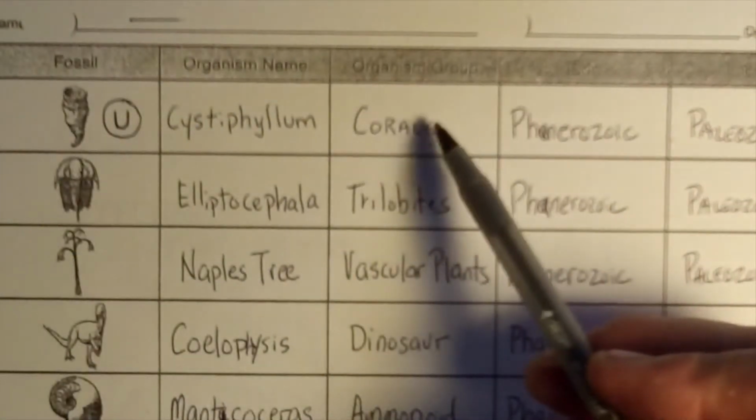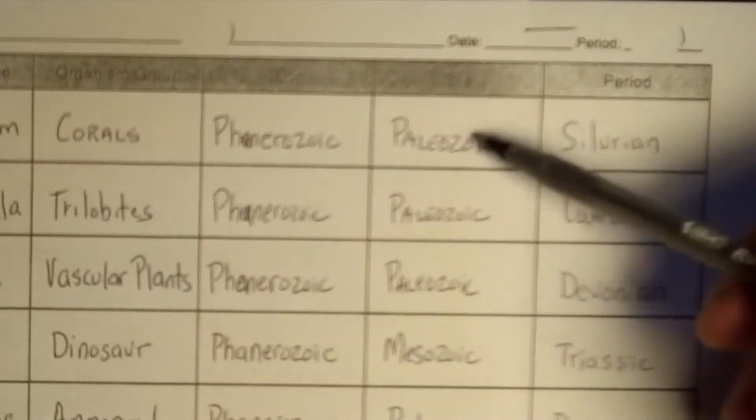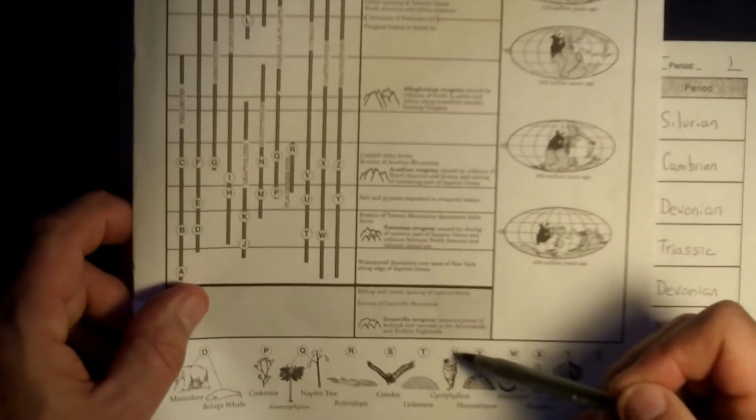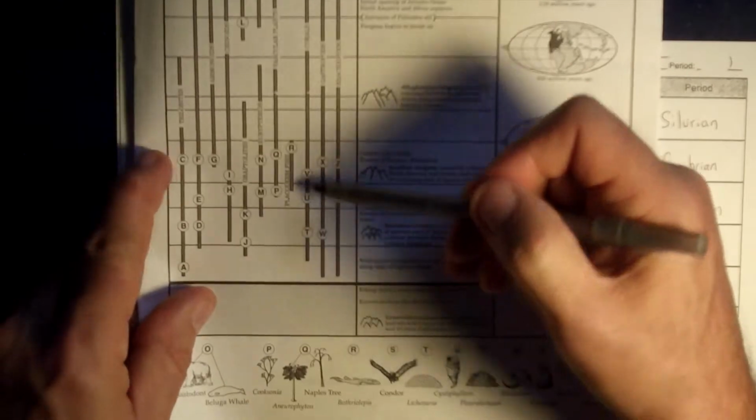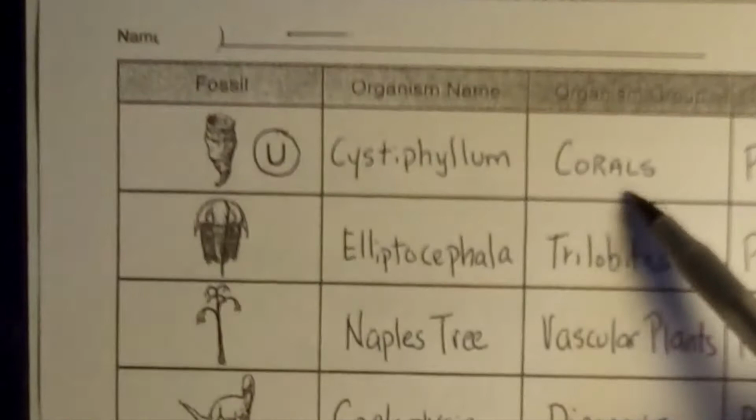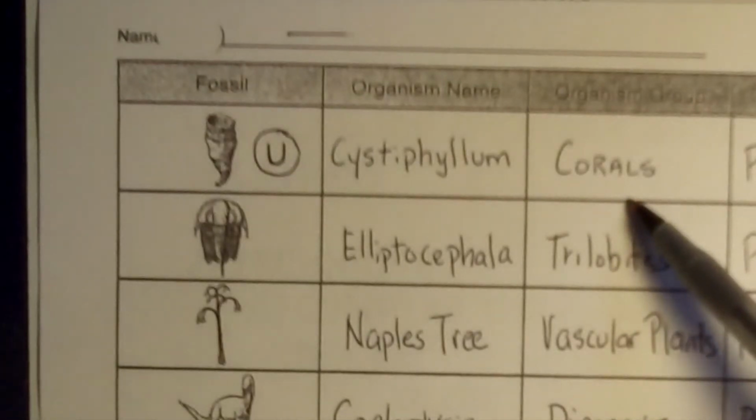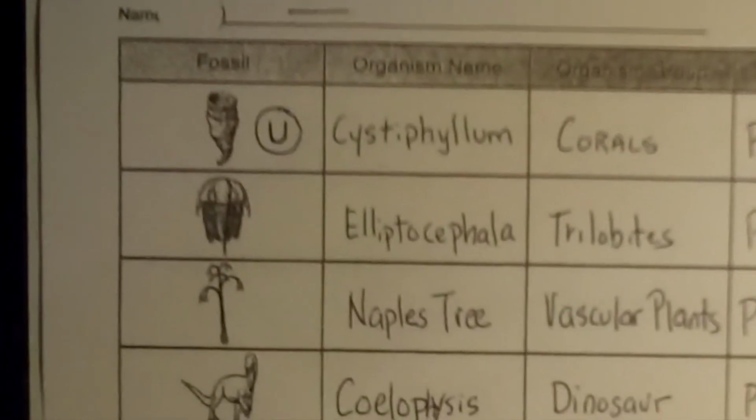But how do I get the organism's group, its eon, its era, and its period? For that, I'm going to use that letter U that I have here to find it in the time distribution of fossil chart right over here. And here are different groups of organisms. The letter U is attached to the corals right here, and you'll see that I wrote down corals. That is the group that the fossil belongs to.